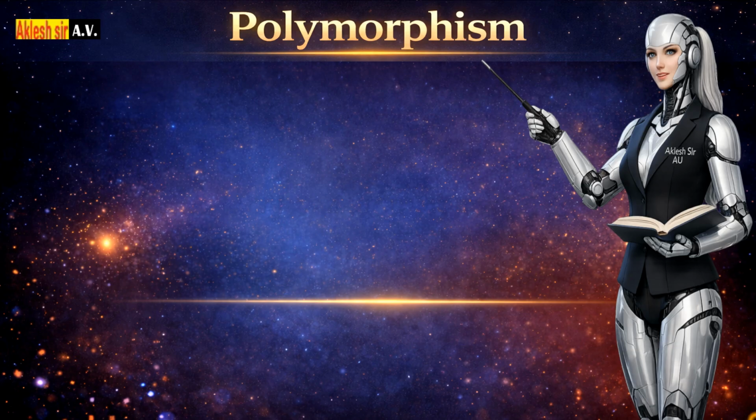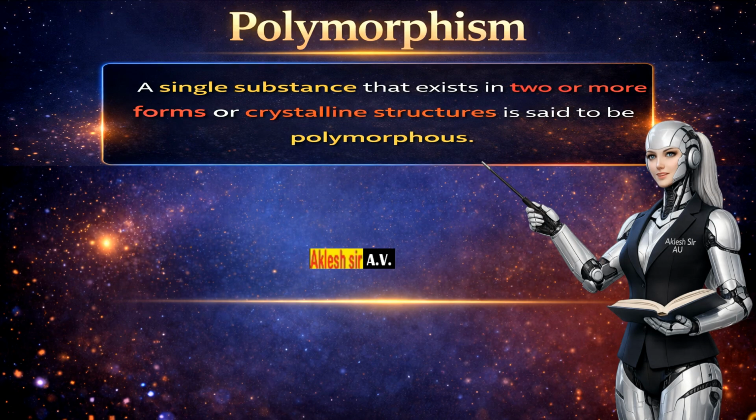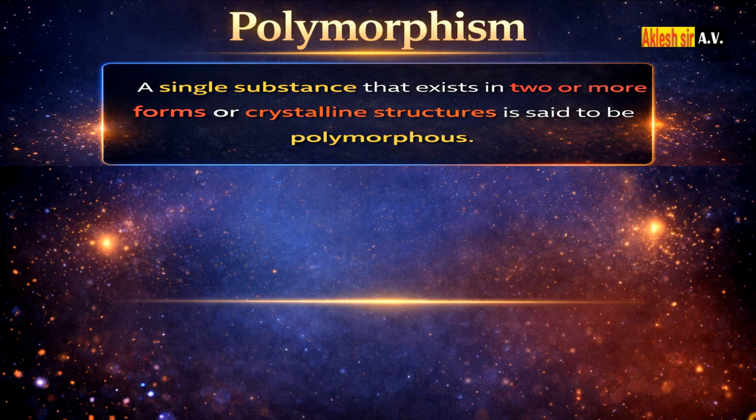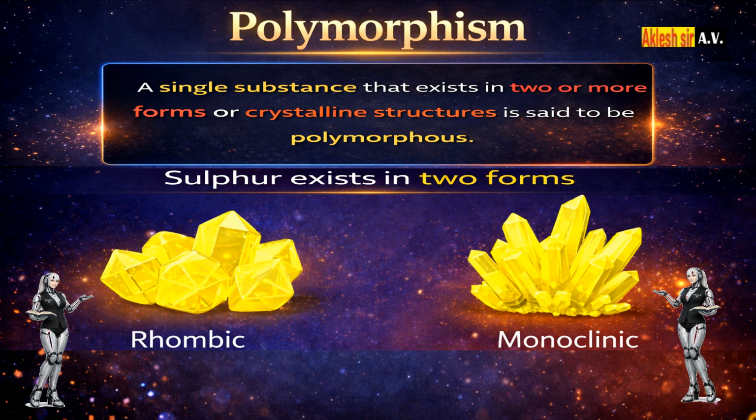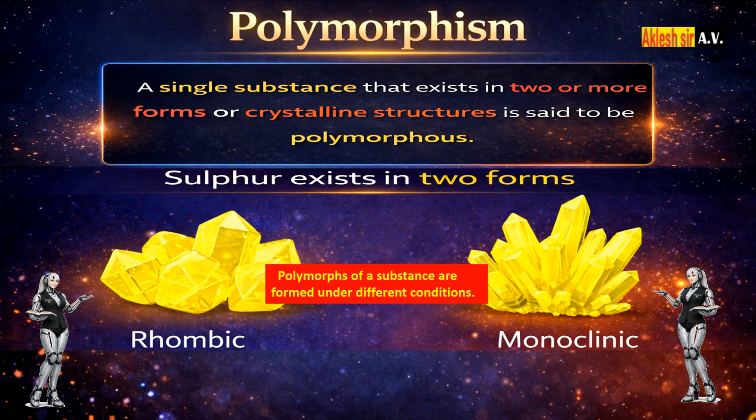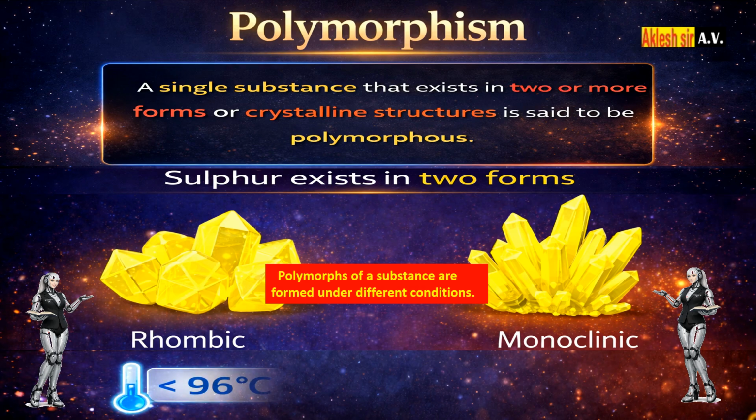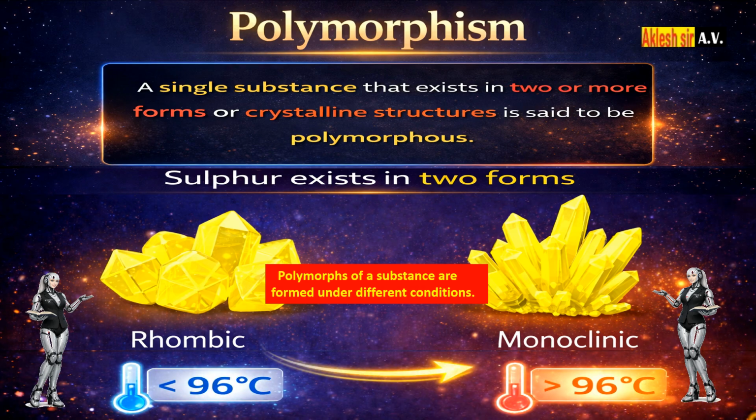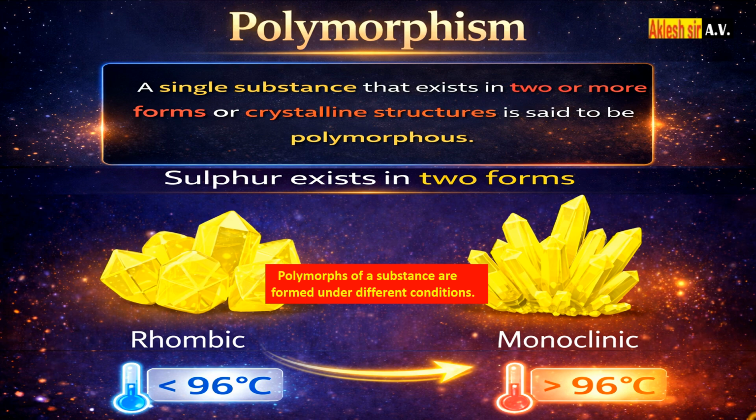Polymorphism. A single substance that exists in two or more forms or crystalline structures is said to be polymorphous. Here sulfur exists in two forms: rhombic sulfur and monoclinic sulfur. Polymorphs of a substance are formed under different conditions. Here rhombic sulfur is stable below 96 degrees and monoclinic sulfur is stable above 96 degrees.